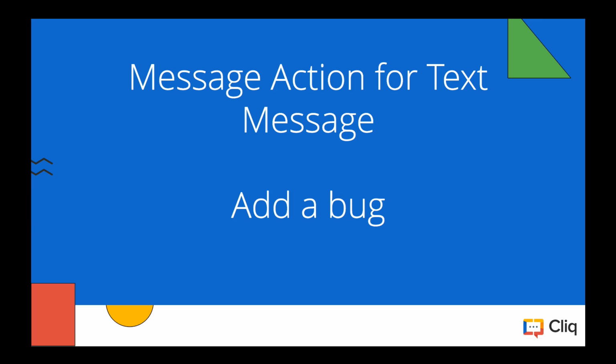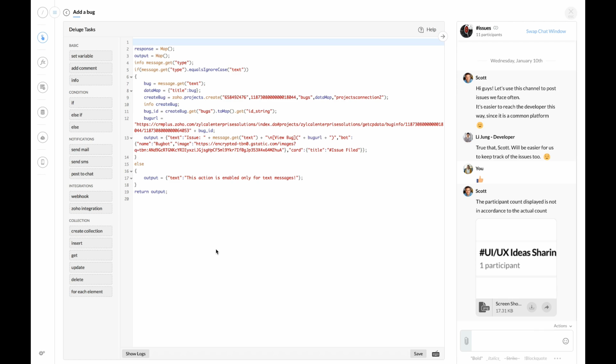Let us assume the scenario where an issue is posted in the issues channel and you can immediately update this issue in Projects to keep track of it by using the add a bug message action. So I've got the sample code here. Let's take a look at the code.